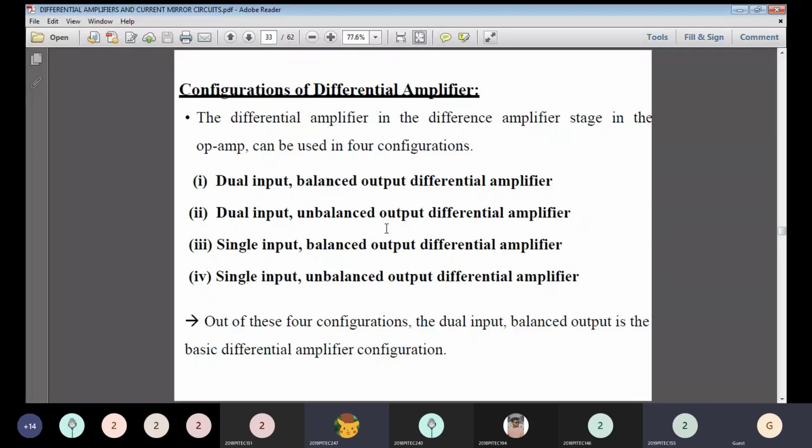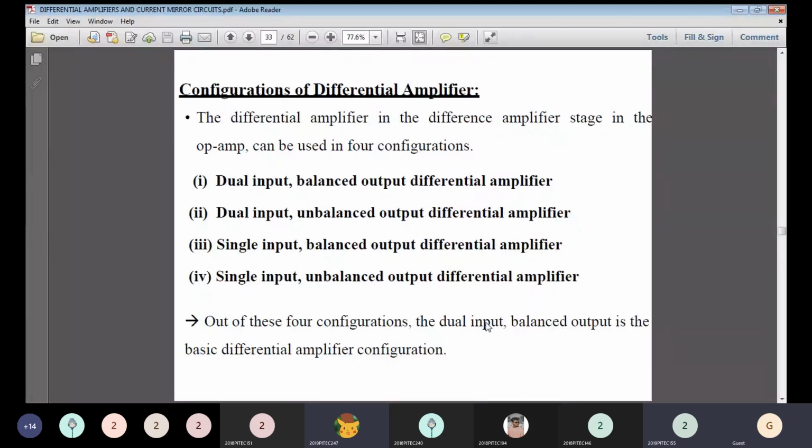One is dual input balanced output differential amplifier, dual input unbalanced output differential amplifier, single input balanced output differential amplifier, and single input unbalanced output differential amplifier. Out of these four configurations, the one most commonly used is the dual input balanced output, which is the basic differential amplifier configuration. Even though there are four different configurations, the most advantageous and most commonly used in practical and theoretical cases is dual input balanced output.